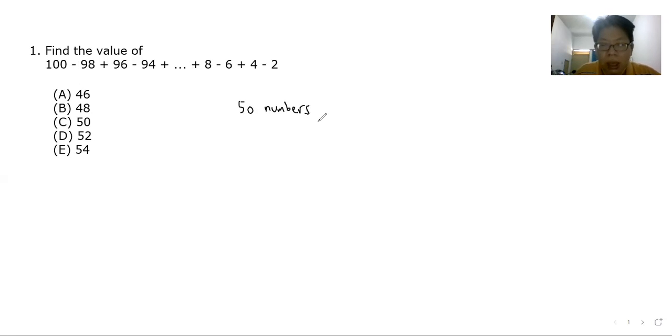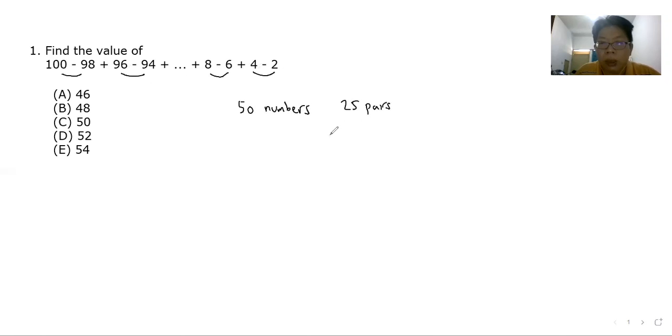How do we know this? Because if we count from 1 to 100, we have 100 numbers, but in this sequence there are only even numbers, so there are only half of the 100 numbers. There are only 50 numbers, and those 50 numbers are in pairs. This is the first pair, second pair, and so forth. So 50 numbers make up 25 pairs.